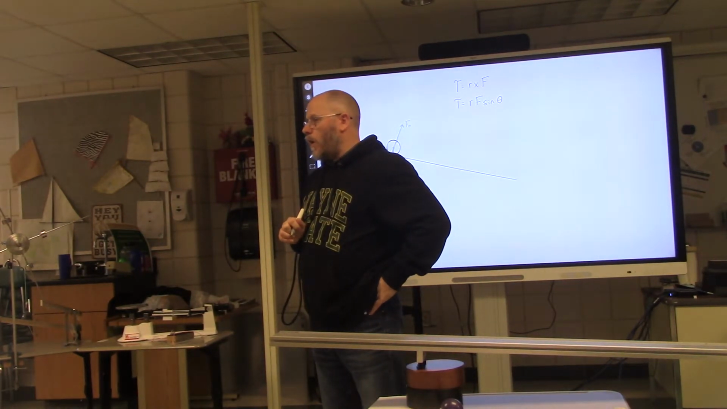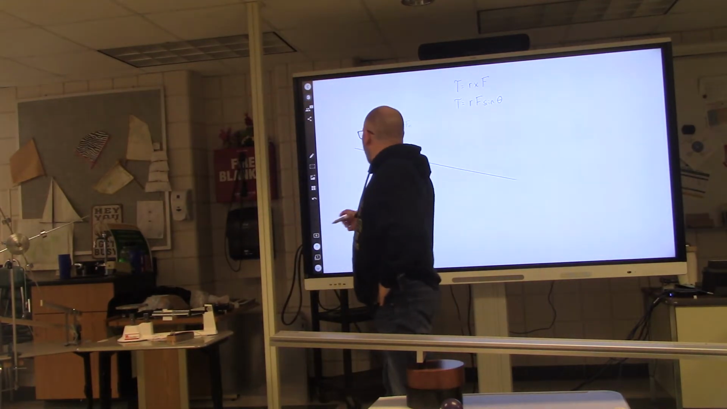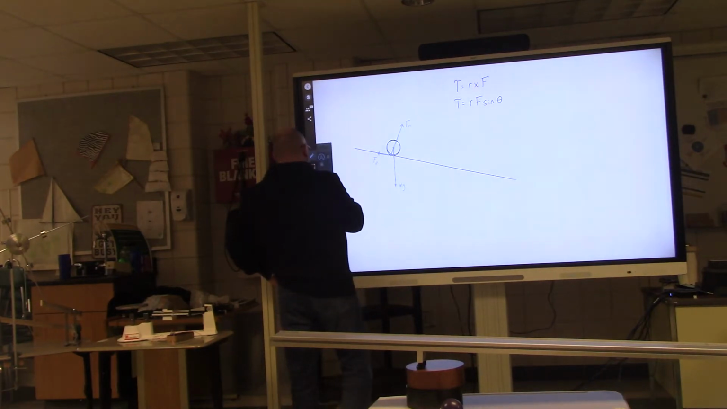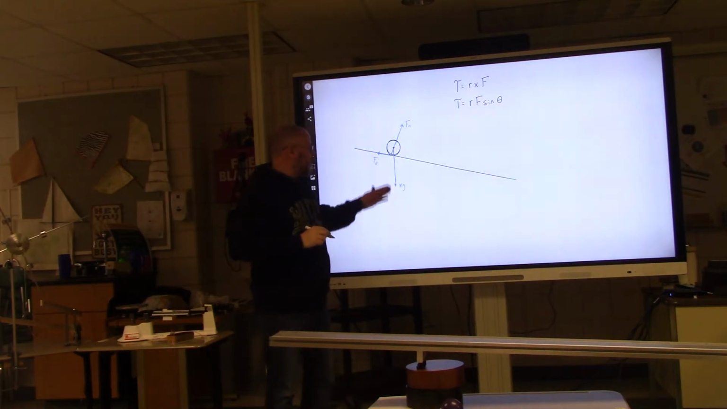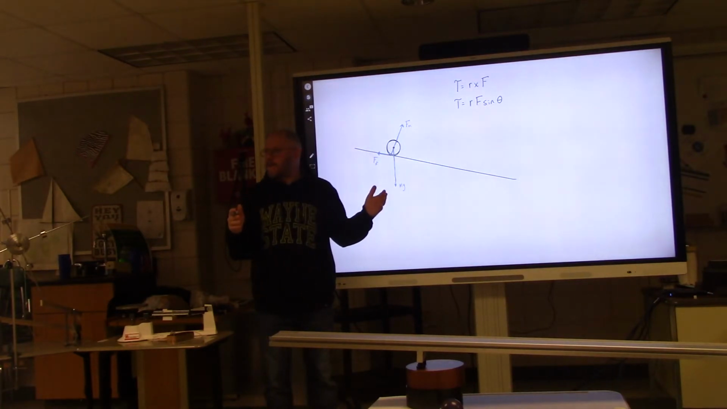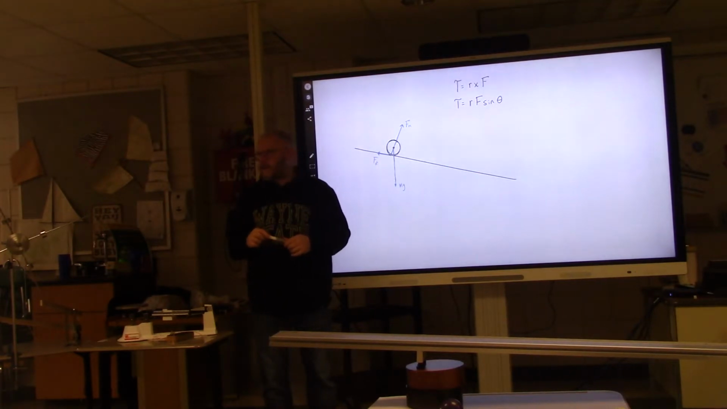No. How do you know? Because the radius is 0 at the axis. Good. So for the mg, we're using the center of our ball here as our axis of rotation. The mg doesn't even have a radius, right? Is that cool? Does the normal force supply a torque?